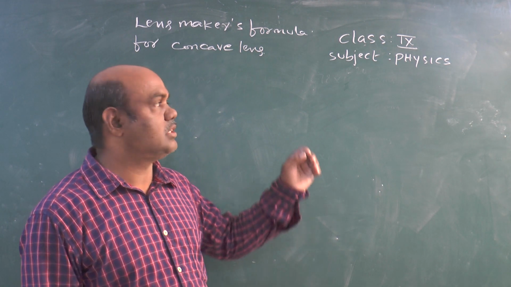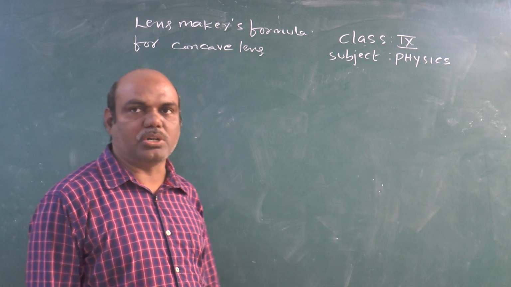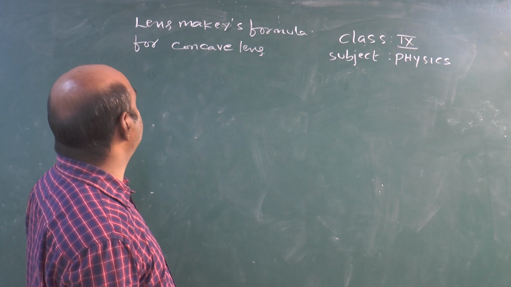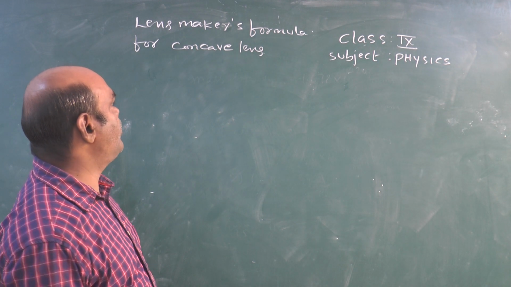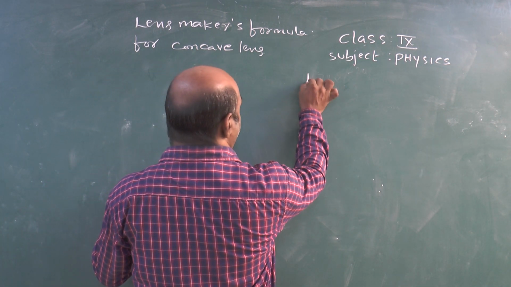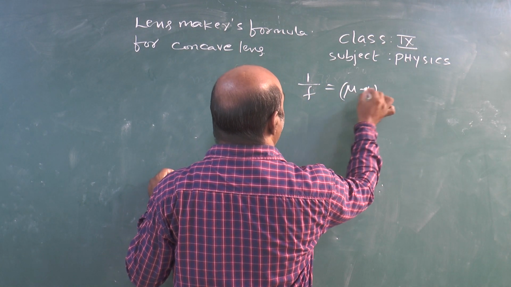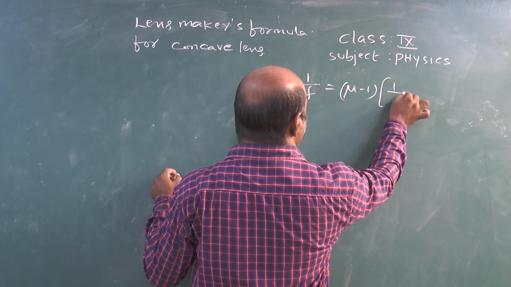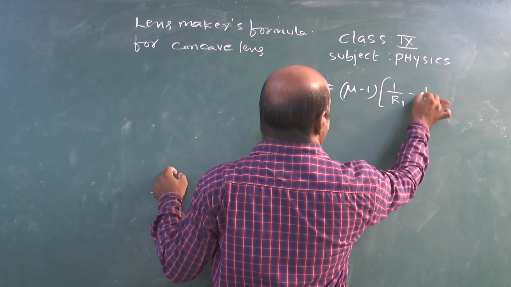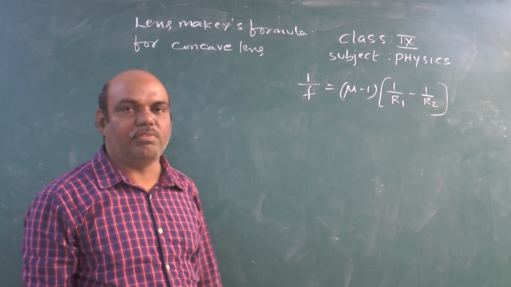Today we are going to discuss 9th class physics. In optics, the subtopic is lens maker's formula for concave lens. So here the general lens maker's formula is 1 by f equal to mu minus 1 into 1 by R1 minus 1 by R2. This is the general formula.